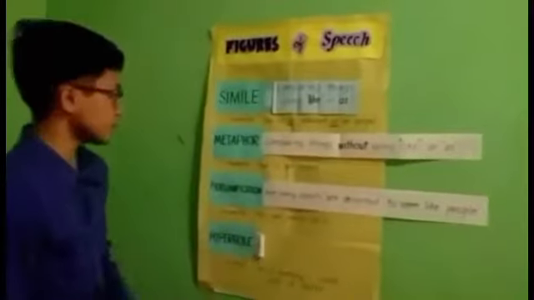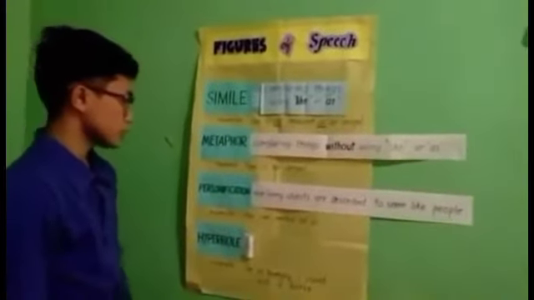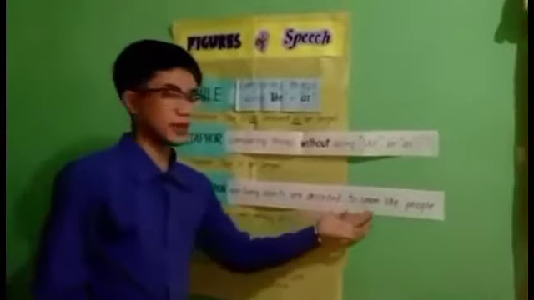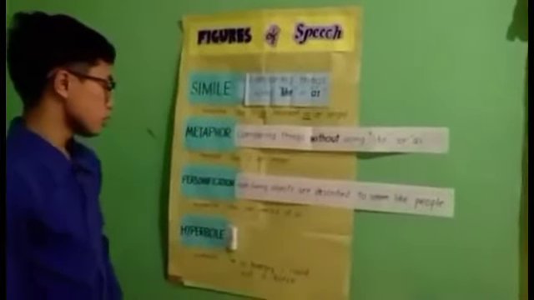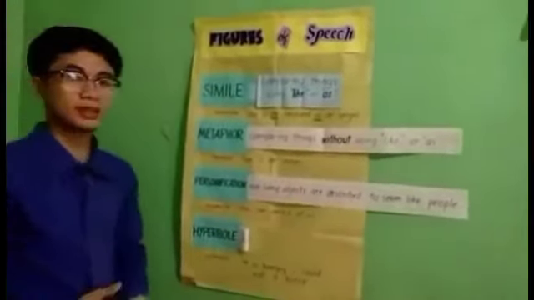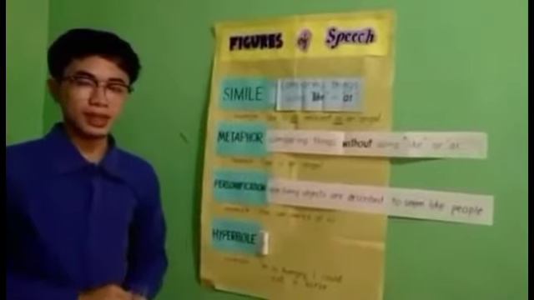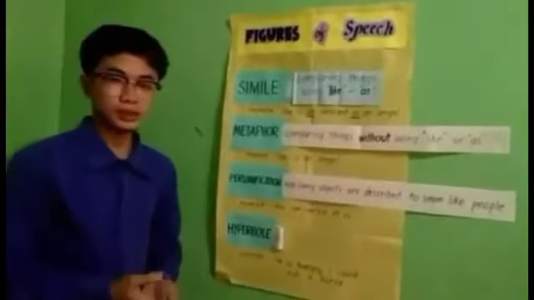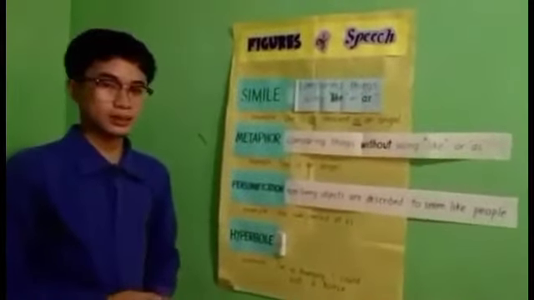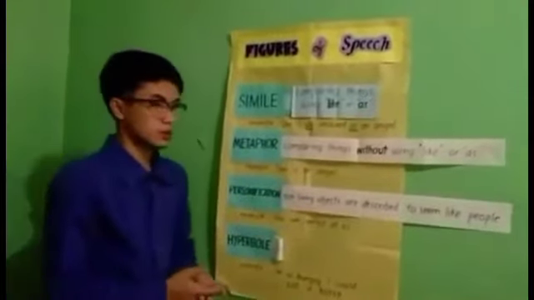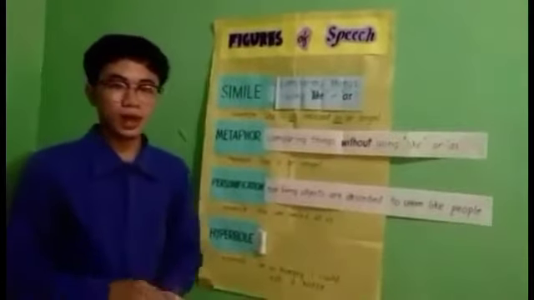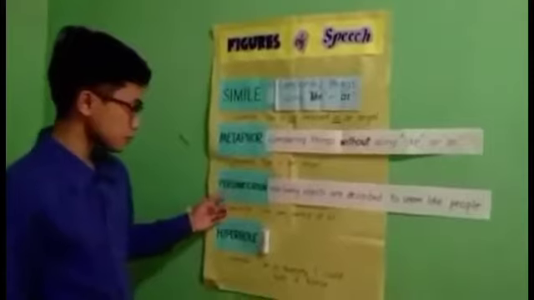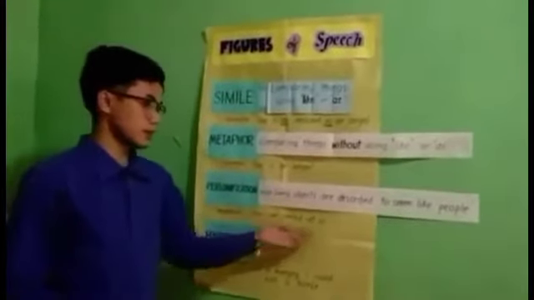So, personification is a figure of speech where non-living objects are described to seem like people. Personification means representing a non-human thing as if it were human. We are giving human traits or human qualities such as emotions, desires, or actions, and so on. Like for example that we have here, the sun smiled at us.